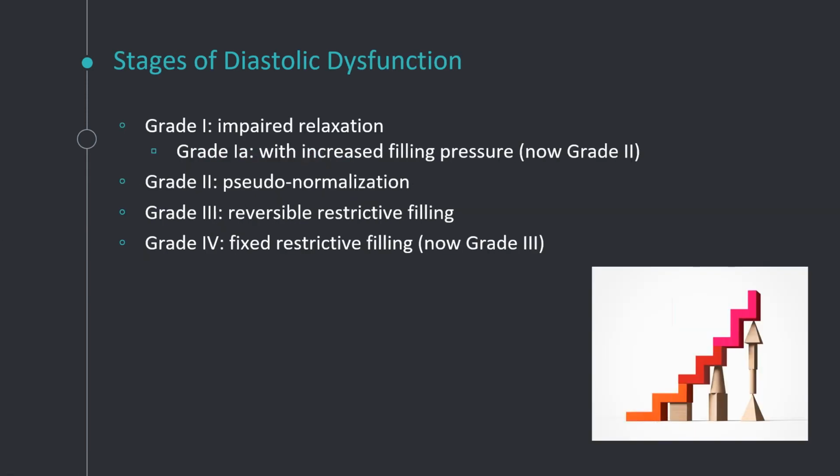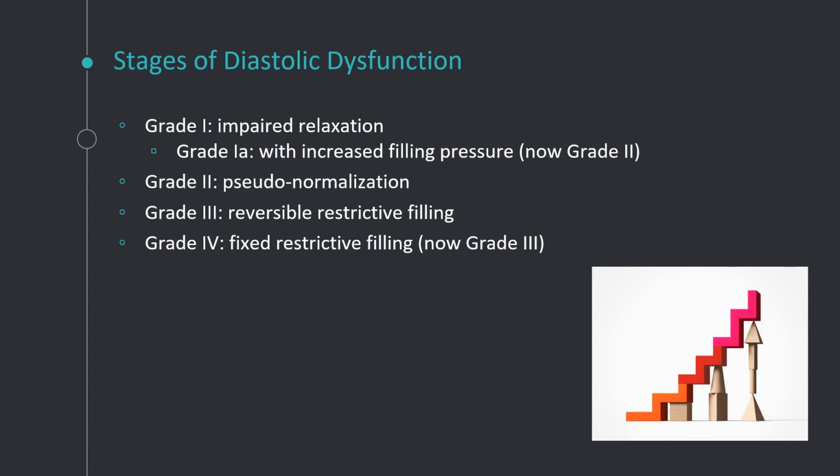So in the past, it used to be 4 different grades. Grade 1 would be impaired relaxation, so the initial part that I was talking about. Grade 2, as your compliance gets worse, you would actually have pseudo-normalization of the mitral inflow pattern. It's not actually normal, but it looks normal. Grade 3 would, again, look abnormal, and you would have restrictive filling.